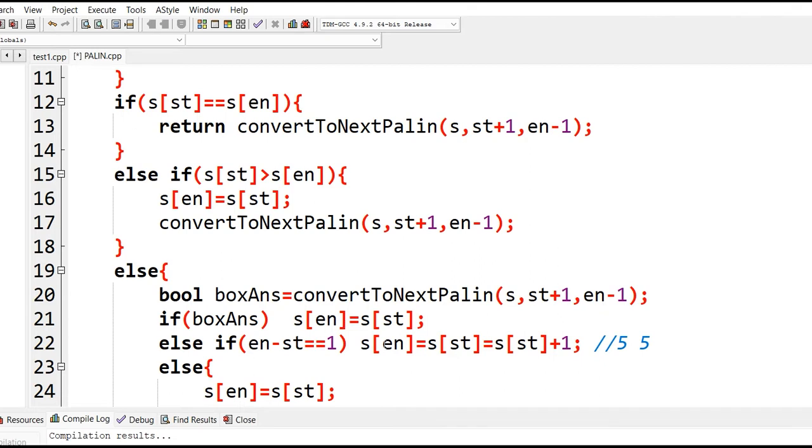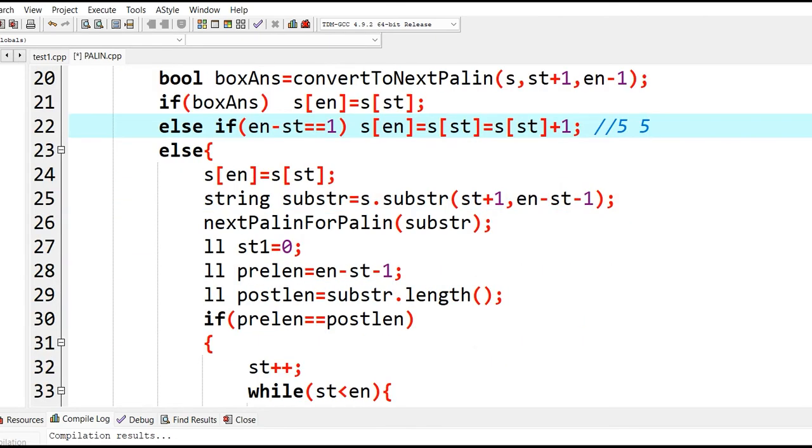Otherwise, there is one case, that is if starting and ending are adjacent to one another. So for example, let's take, we have a 4 and a 7 here. To get the immediate next palindrome, we need to make it a 5 and a 5, correct? So that is what we do over here.